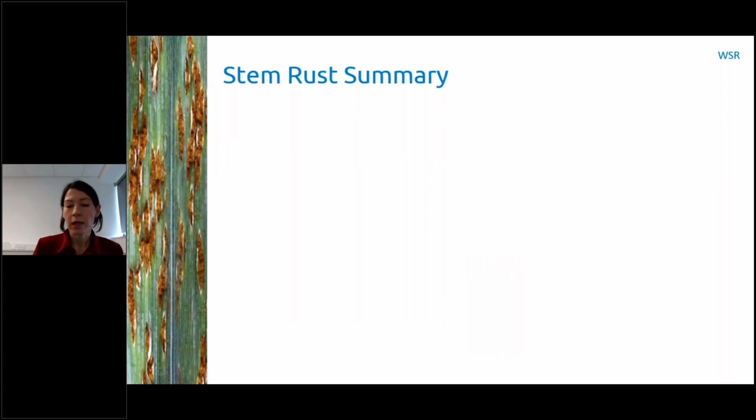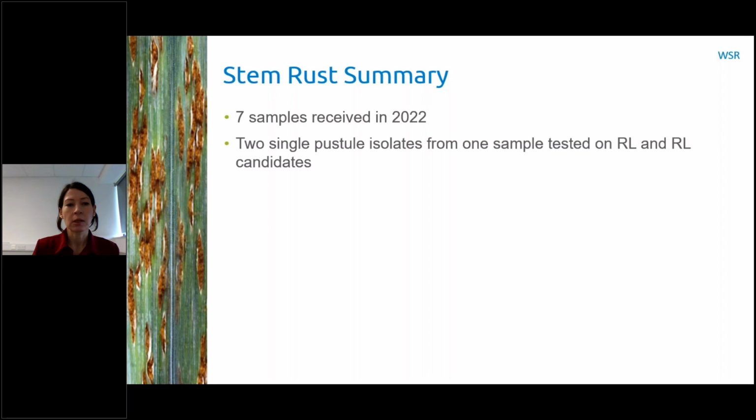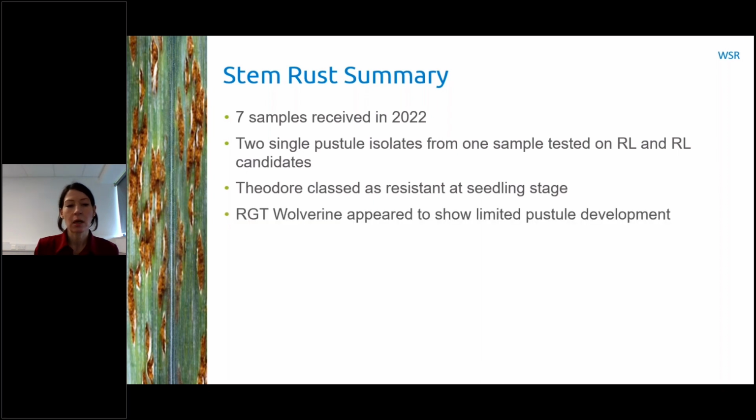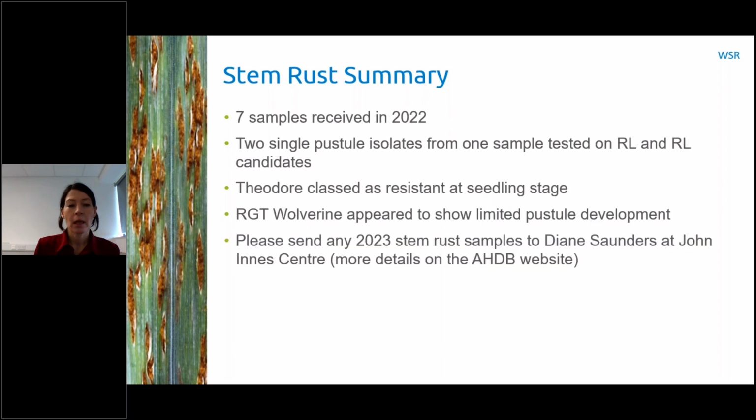So just a quick stem rust summary. We had 7 samples received in 2022. 2 single pustule isolates were selected from one sample, and they were tested on the RL and RL candidates. Theodore classed as resistant at the seedling stage, and RGT Wolverine appeared to show limited pustule development. So for 2023, please send stem rust samples to Diane at John Innes, because she's still looking at stem rust. And you can find more details on the AHDB website.